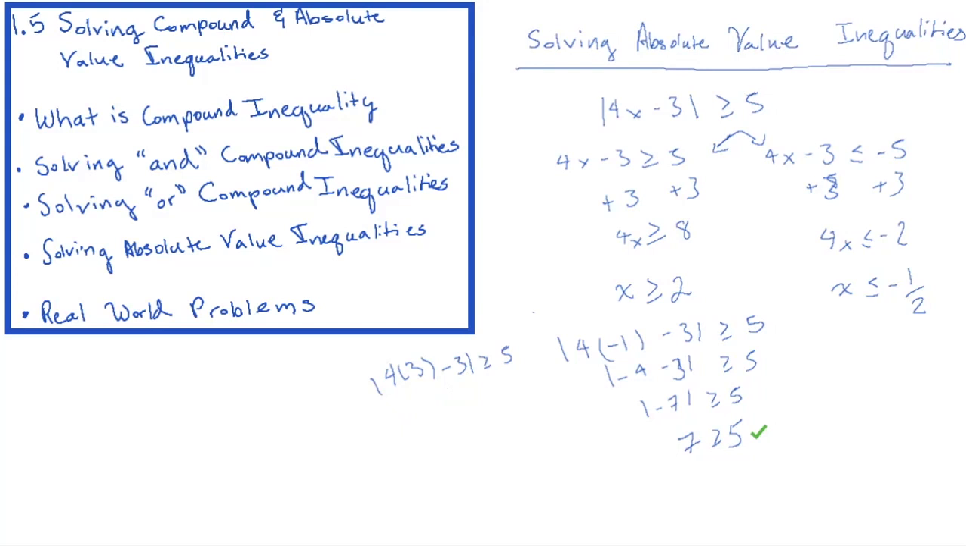Then we get the absolute value of 12 minus 3 greater than 5. 12 minus 3 is the absolute value of 9, which is greater than 5. And of course, we know this is correct. 9 is indeed greater than or equal to 5. It is much bigger than 5.